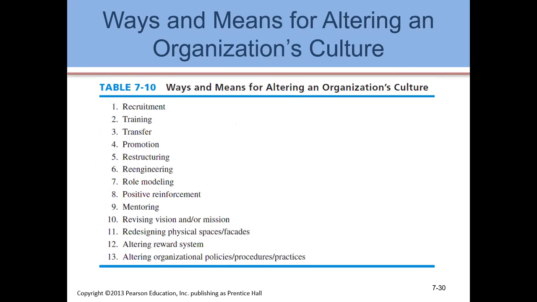Now, ways and means for altering an organization's culture are: number one, new recruitments; number two, training of current employees; number three, transfer of existing personnel; promotion; restructuring, re-engineering, role modeling; positive reinforcement, mentoring; revising vision and or mission statements; redesigning physical spaces; altering reward systems; altering organizational policies, procedures, and practices. These are all the ways with which we can develop and alter the organization's culture.